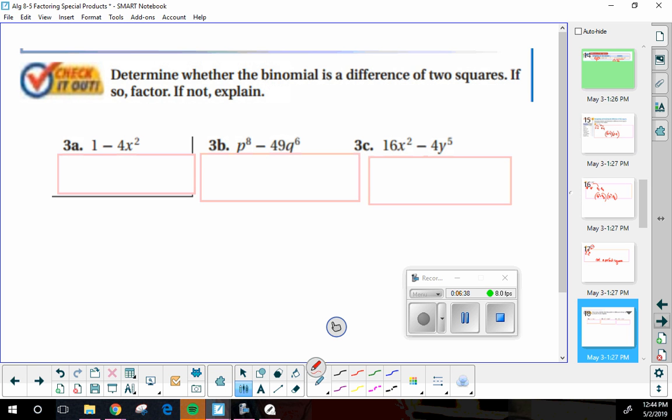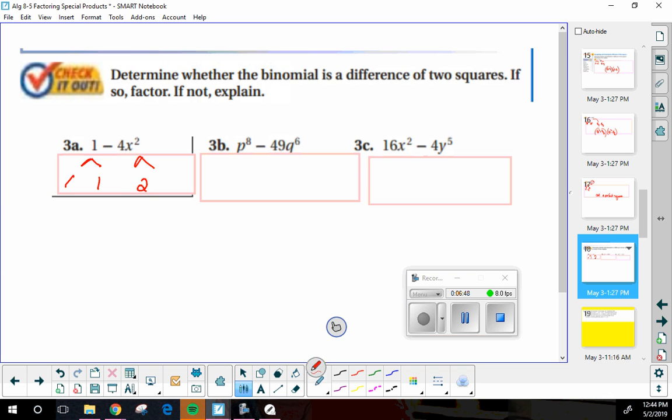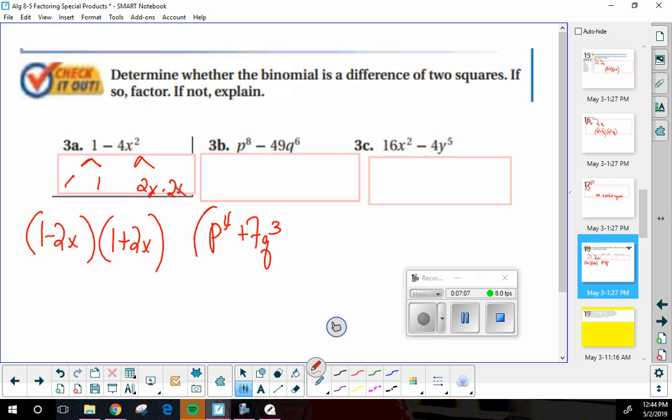All right, on this one, this would be a 1, 1, and that's 2. Oopsie. Whoa, I don't know what just happened. I think my bracelet, there we go. 2x times 2x, so this would be 1 minus 2x times 1 plus 2x. And then you can see that this would be p to the 4th plus 7q cubed times p to the 4th minus 7q cubed. All right, now let me look at this one.